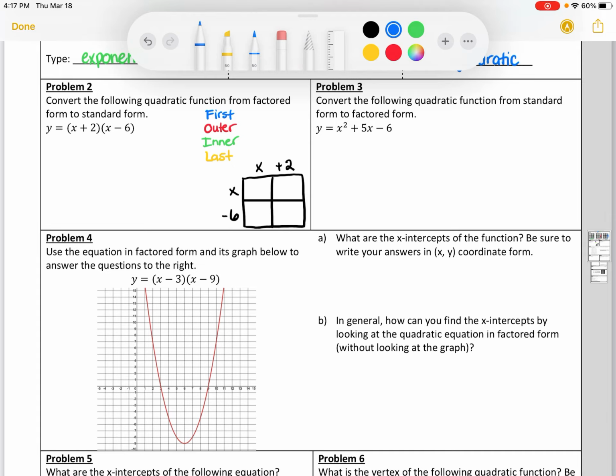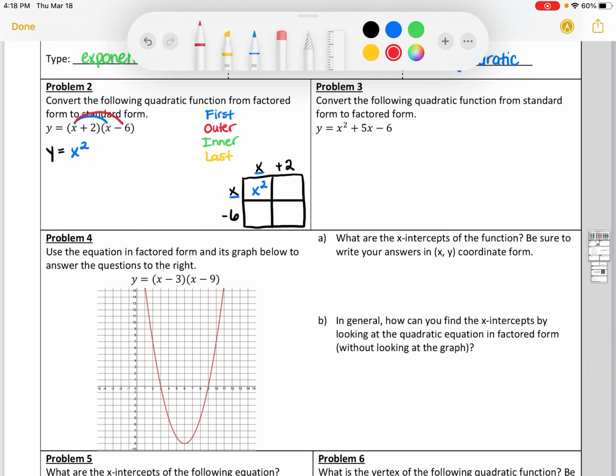Based on FOIL, the first tells us to multiply the first terms in each set of parentheses together. So x times x, let me get my y equals, can't forget that. X times x, we should know by now that gives us x to the power of 2, or x squared. If you're doing it in the box, that's the top left box. X times x gives us x squared. Then we do the outer terms. So x times negative 6.